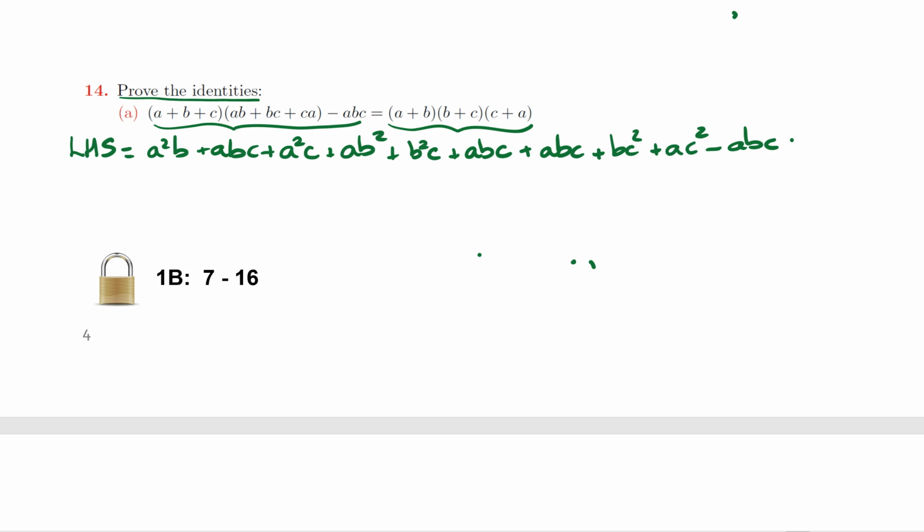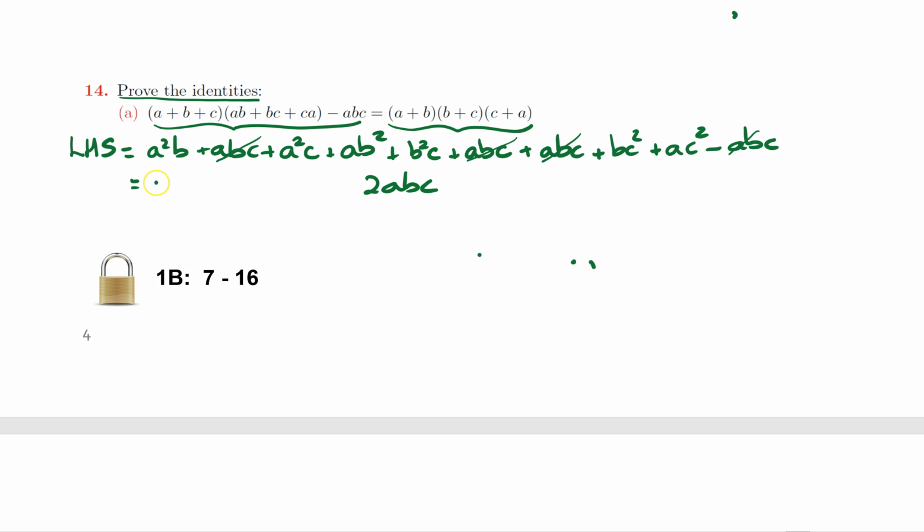Now when we look at that, we've got an ABC here, an ABC there, an ABC there, and an ABC there. So that's 1, 2, 3 ABCs minus an ABC. So that will give us 2 ABCs. And we've got all of these other bits, A squared B plus A squared C and so on. So some attempt to tidy it up.